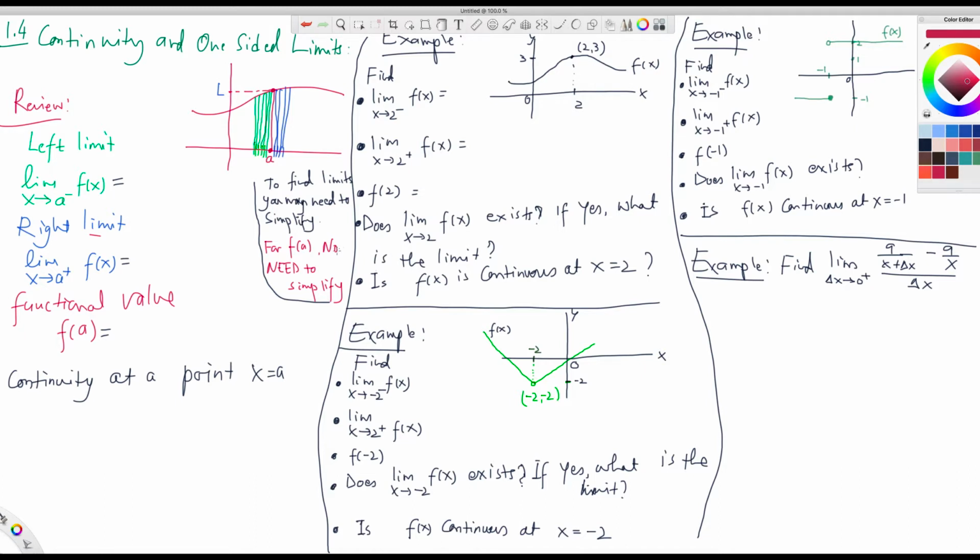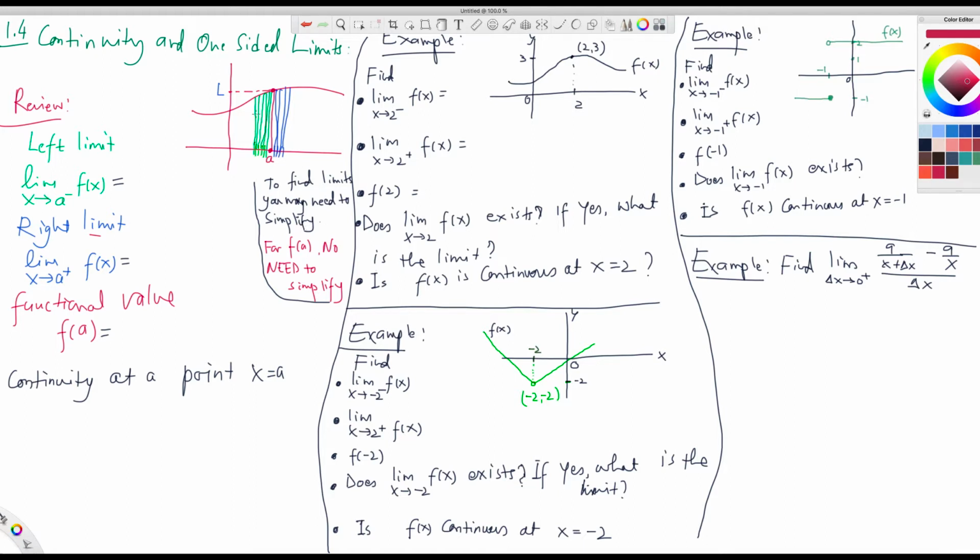For functional value, no need to simplify. To find the limits, you may need to simplify. Sometimes the function will be already in the simplified form, so you don't have to simplify. But sometimes you need to simplify and then plug in the limits, okay?